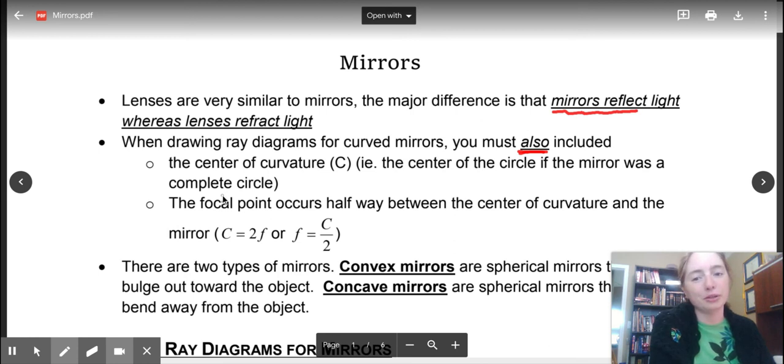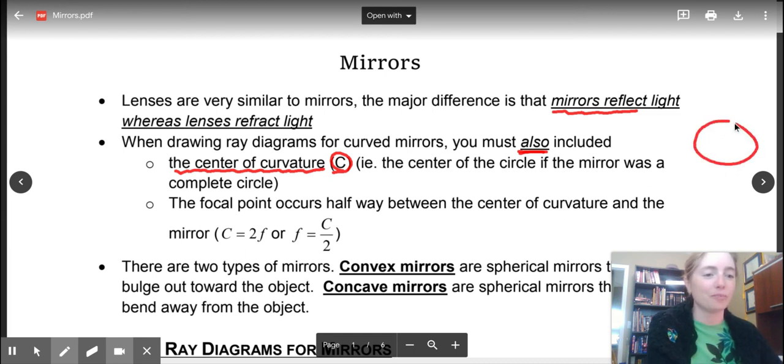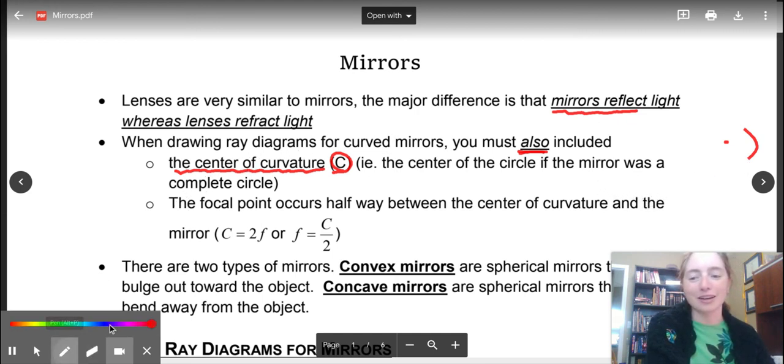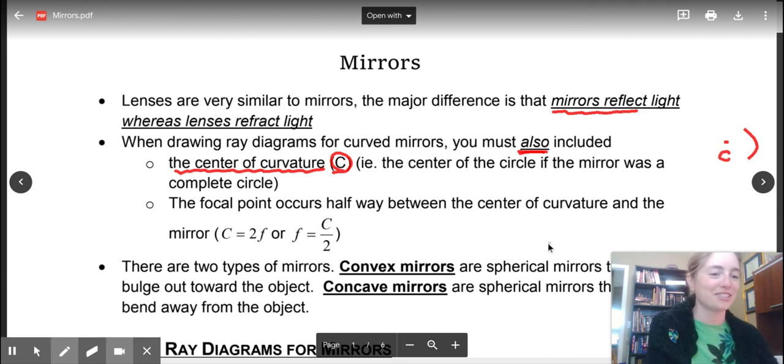So ladies and gentlemen, when we're drawing our ray diagrams, you are also going to have to include another feature called the center of curvature. C is our letter to indicate it, and essentially, if your mirror was a full circle, then that would be the center of the circle. So here's your circle, and there is the center of said circle. However, the mirrors we're going to be looking at are curved mirrors. So it's as if you just erased that bit, and then you would have your mirror there. And then that little dot there would be your C, the center of curvature.